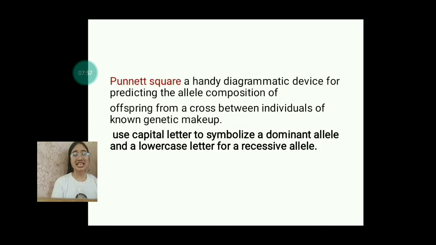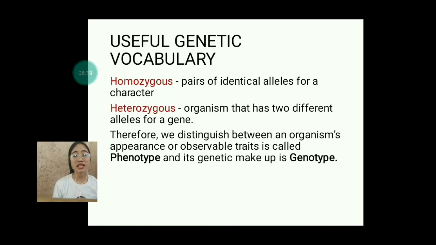A Punnett square is a handy diagrammatic device for predicting the allele composition of offspring from a cross between individuals of known genetic makeup. Take note that we use a capital letter to symbolize a dominant allele and a lowercase letter for a recessive allele. Useful genetic vocabulary: homozygous, pairs of identical alleles for a character, and heterozygous, an organism that has two different alleles for a gene. Therefore, we distinguish between an organism's appearance or observable traits, called phenotype, and its genetic makeup, the genotype.